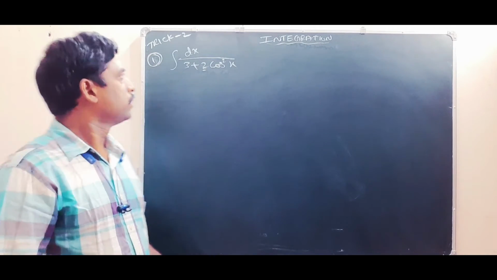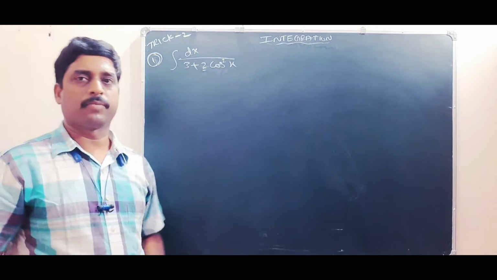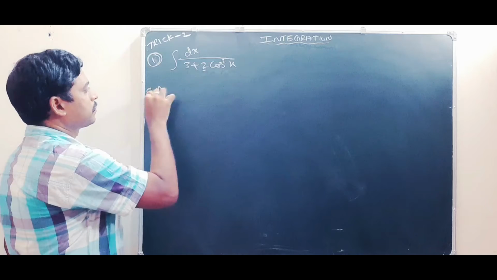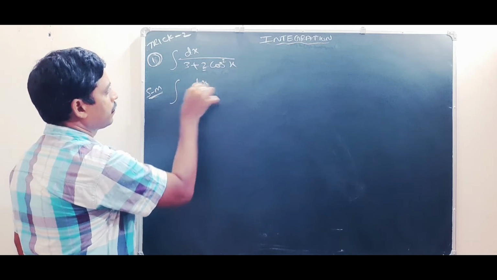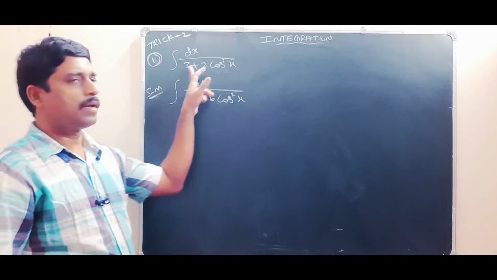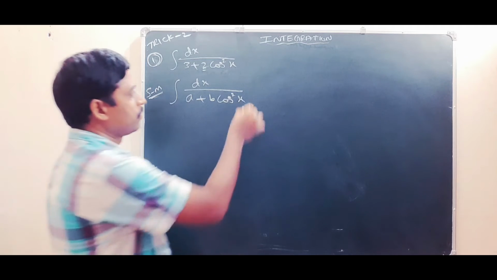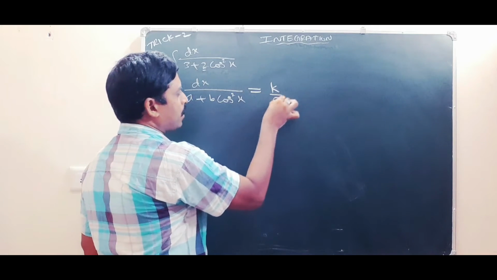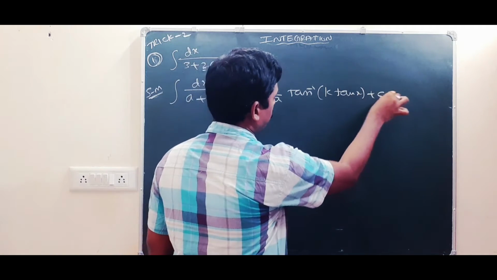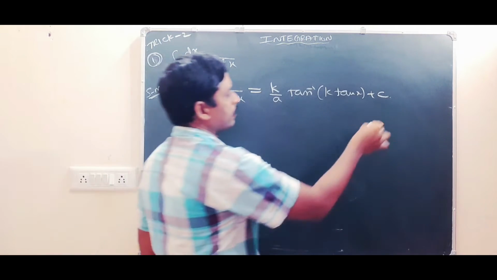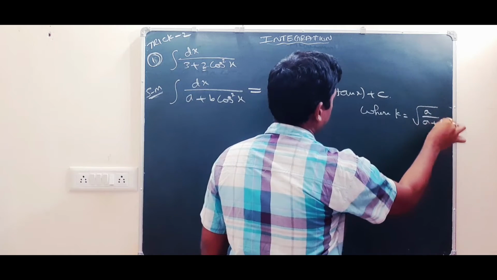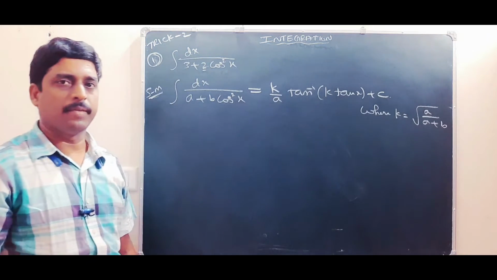Okay, let us go to the next model. So integral dx by 3 plus 2 cos square x. Okay, now explain shortcut method. So integral dx by a plus b cos square x. In the statement, the denominator has a cosine function. Okay, we have k by a into tan inverse of k tan x plus c, where k is root under a by a plus b.